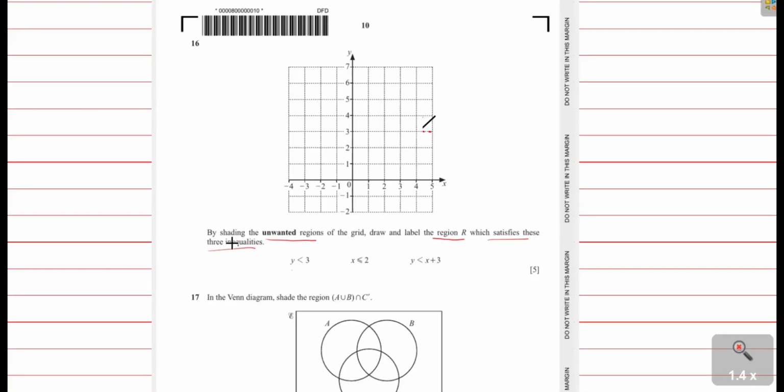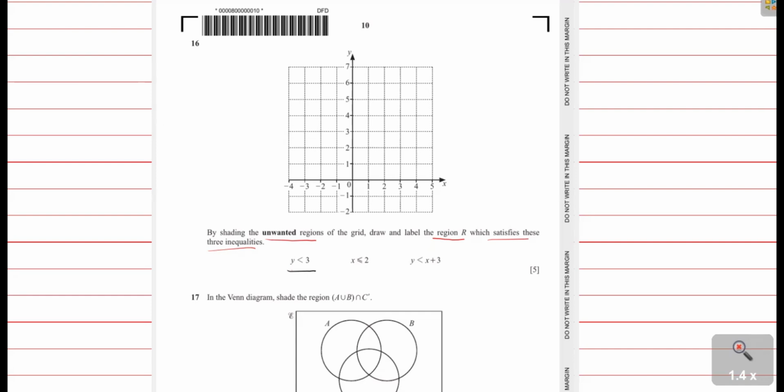Question 16. By shading the unwanted region, draw and label the region which satisfies these inequalities. Look here, these are three inequalities. We have to mention the region of these three inequalities. To mention the region, for the first inequality, we will draw the line y is equal to 3. Look here, this line will be y equal to 3. And the region will be the downward region because y is less than 3. Therefore, the unwanted region we will shade upward. But since y is less than 3, we have to draw a dotted line.